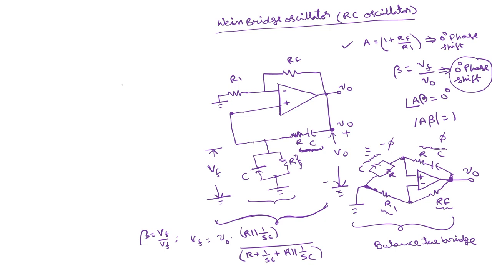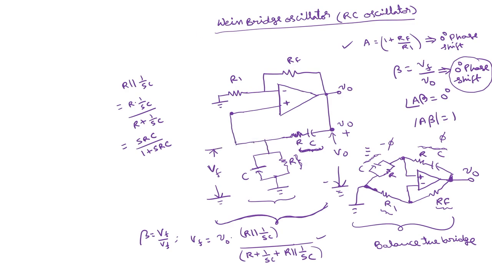So, what is R in parallel with 1 by SC? It is equal to R into 1 by SC divided by R plus 1 by SC. The SC terms get cancelled, and we get SRC in the numerator over 1 plus SRC. If I substitute this here, VF is equal to V naught into the parallel combination SRC by 1 plus SRC, divided by R plus 1 by SC, the series combination, plus the parallel combination SRC by 1 plus SRC.